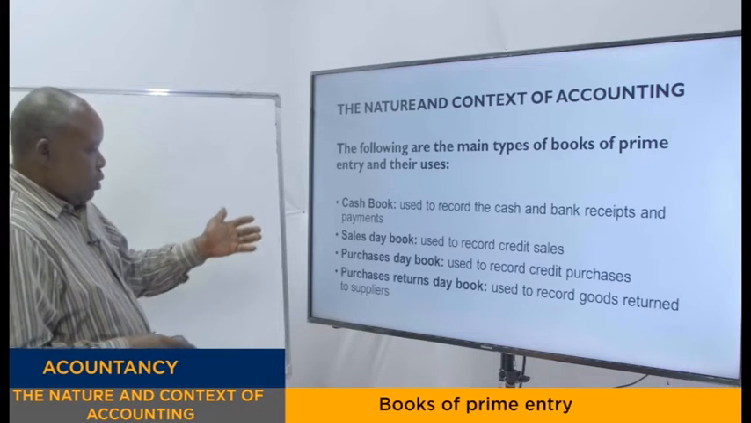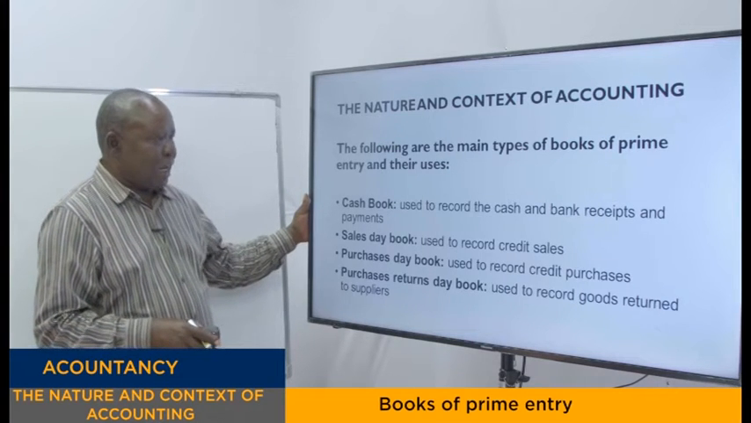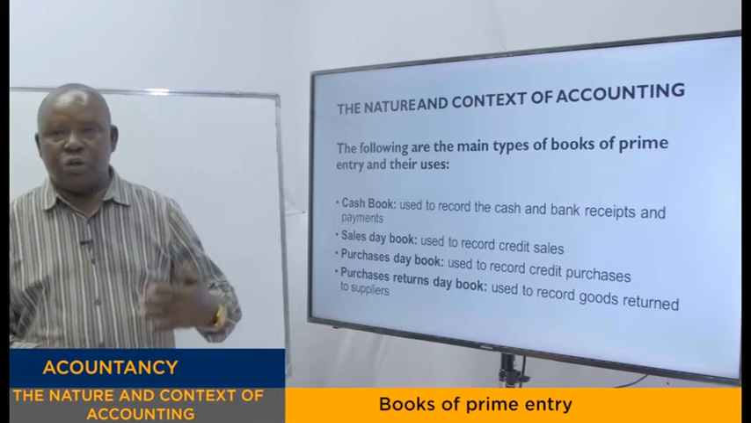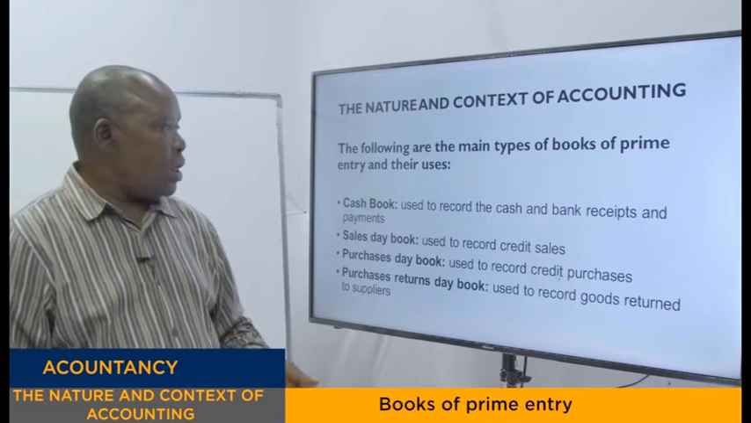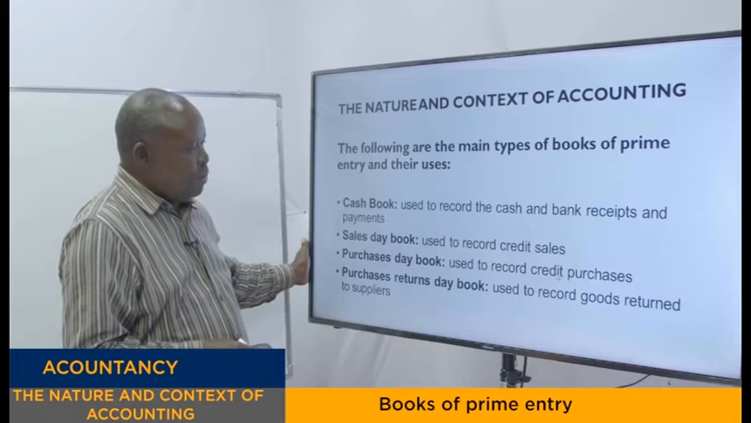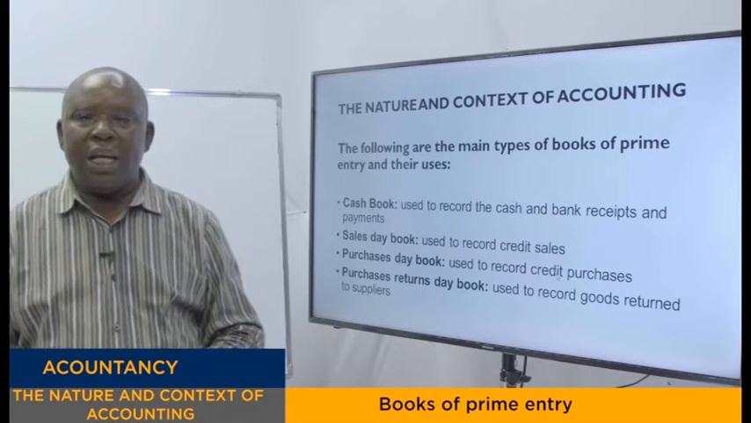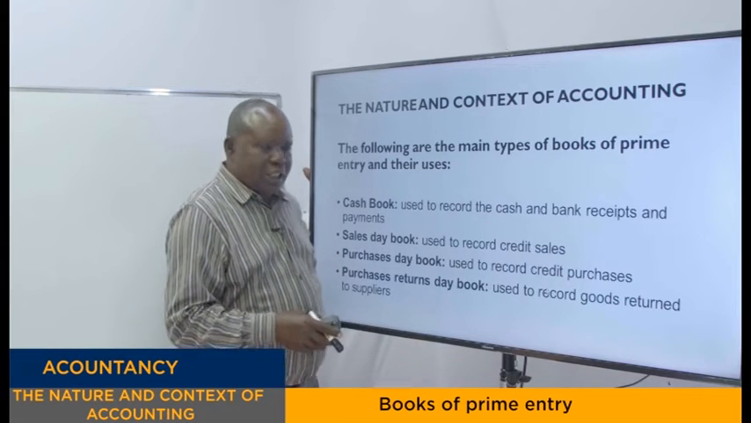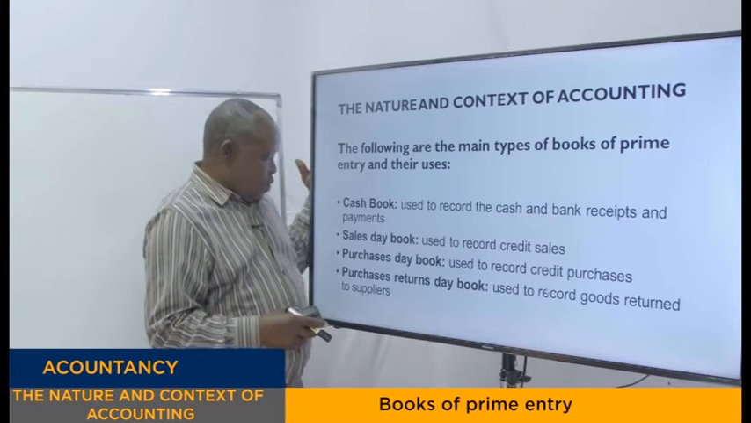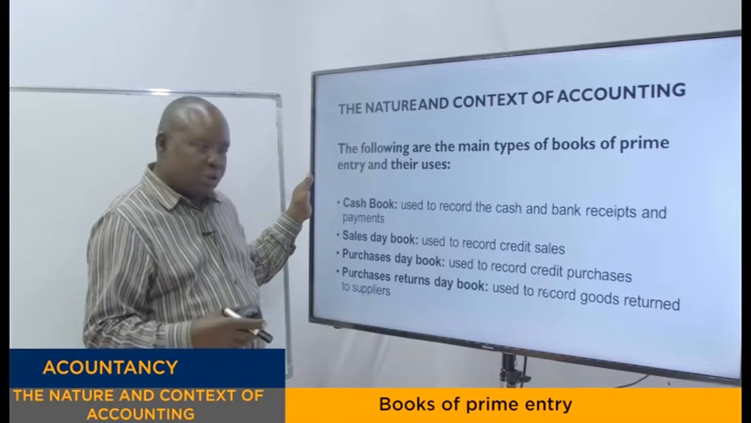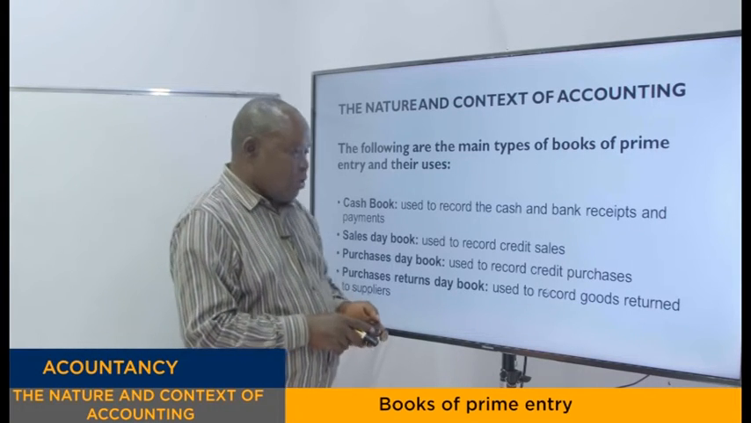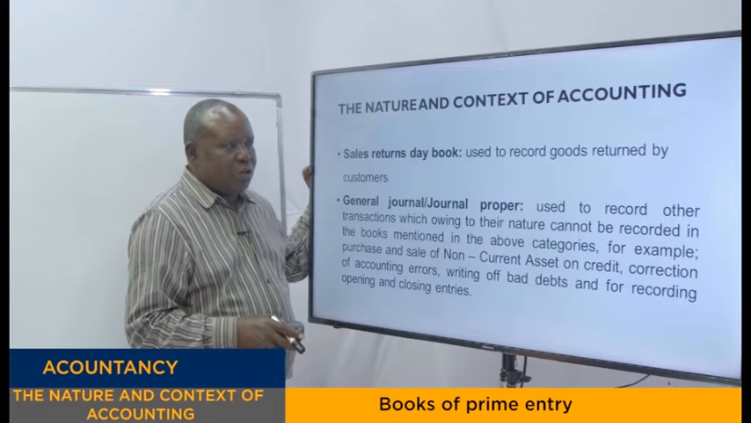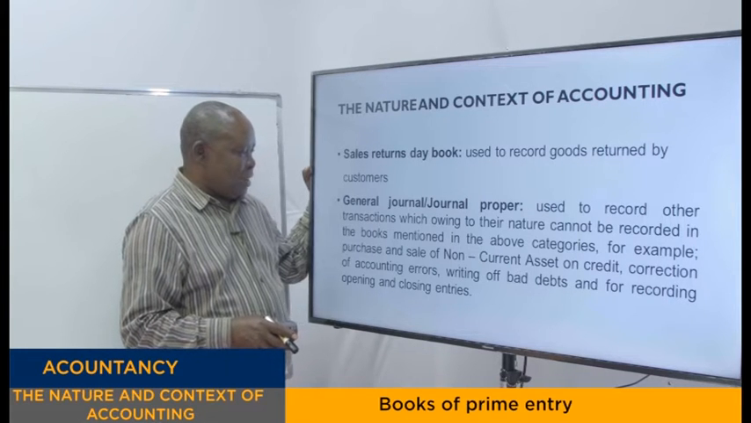Now, we have various types of books of prime entry. The main one is the cash book, used to record cash and bank receipts and payments. Then we have the sales day book, used to record credit sales. We have the purchases day book, used to record credit purchases. We have the purchases return day book, used to record goods returned to suppliers. We have the sales return day book, used to record goods returned by customers.